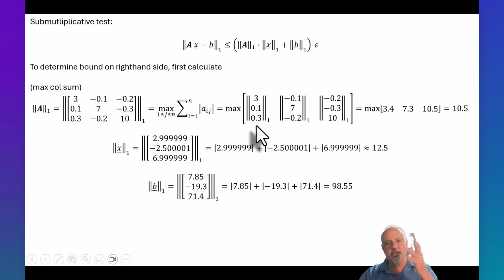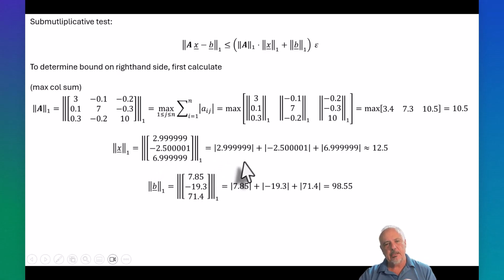And you can see here that's going to be 3.4 when you look at the absolute value, summing the absolute value of each of the elements. Here it's going to be 7.3, summing the absolute value of the elements. And then here is 10.5, summing the absolute values of the elements. And then you look at the max of that, and that's going to be the 1 norm of the whole matrix. And then you do a similar thing for x1. You look at the max. You look at the sum of the absolute values.